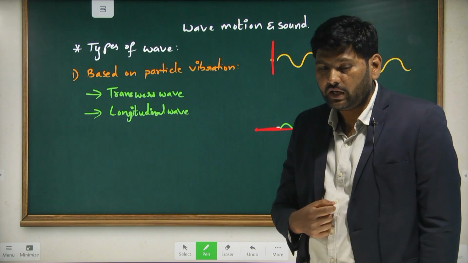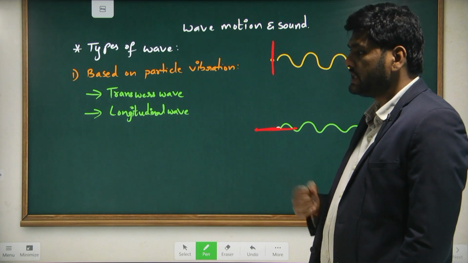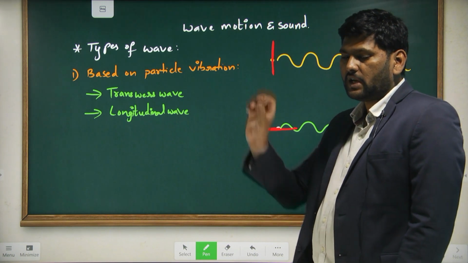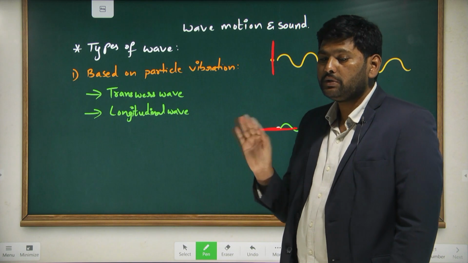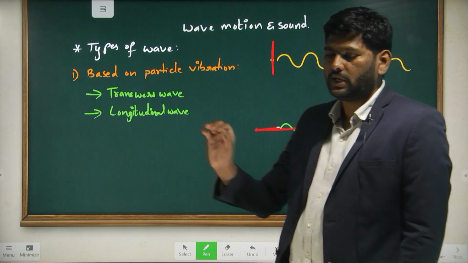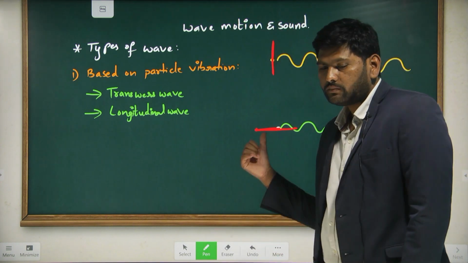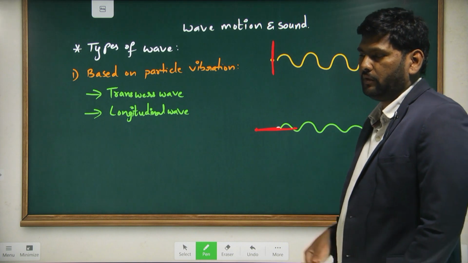Which means the water wave is known as what kind of wave? Transverse wave, because the particles are vibrating perpendicular to the wave propagation. Perpendicular to the wave propagation, so it is what kind of wave? Transverse wave.